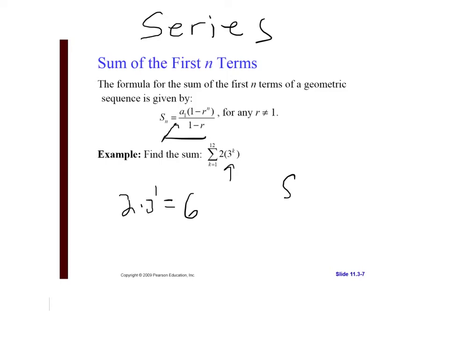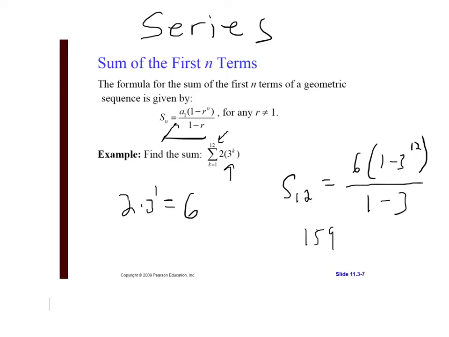So to get the sum of the first 12 terms, I know it's 12 because that's the top number, I'm going to do 6, which is the first term, times 1 minus 3 to the 12th power, all over 1 minus 3. Okay, and then this is certainly a calculator value. So when I calculate this on a calculator, I'm getting 159, let's see, 4320. So what is that?